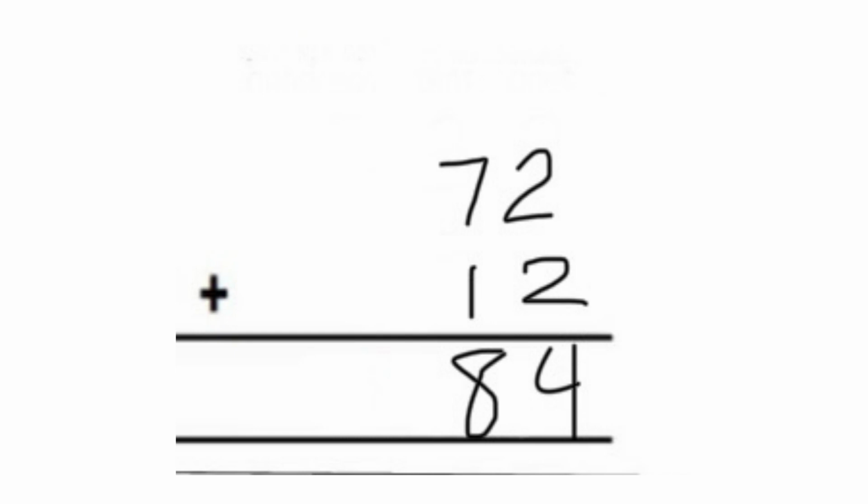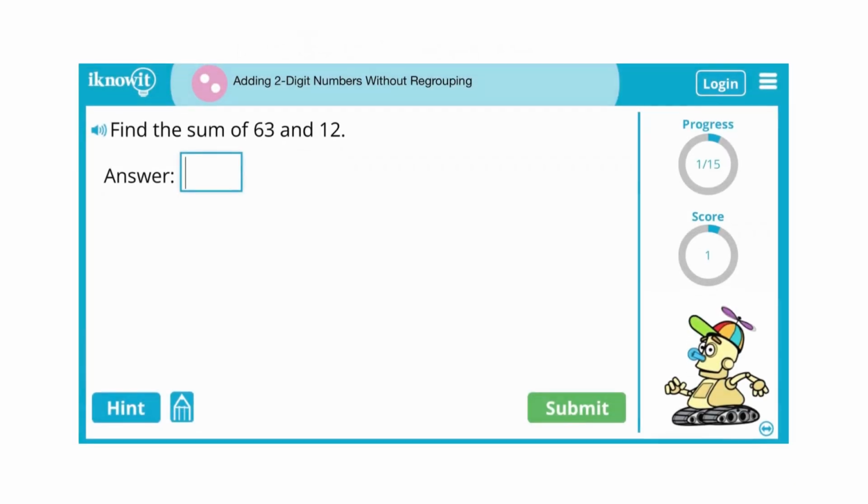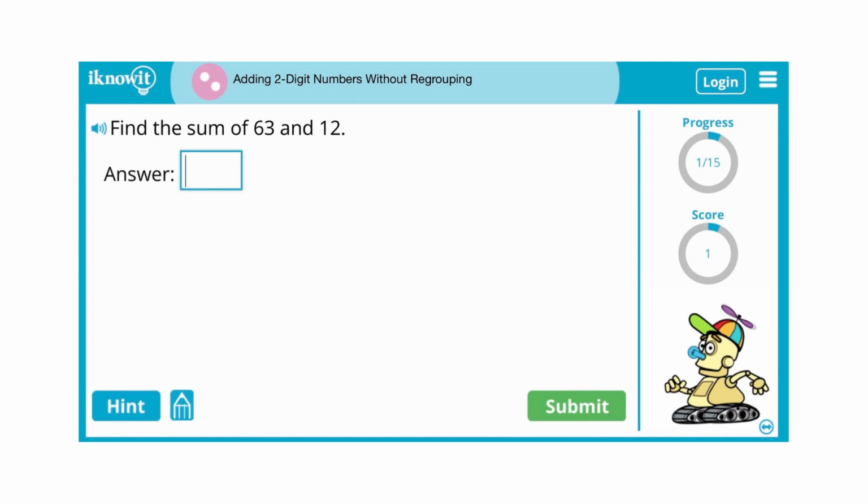Now we're going to play a game that puts our skills to the test of what we learned today. In this game, we need to power up our robot. The game will tell you whether you get an answer correct or incorrect, and even give you a hint if you're struggling. Let's try and do the first problem together. This one says, find the sum of 63 and 12. Remember, the sum means the answer to our addition problem.